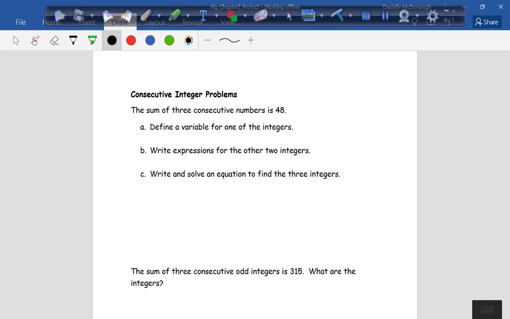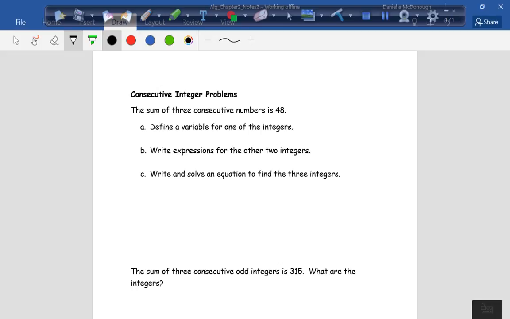Another example of this is consecutive integer problems. Consecutive integers are like 4, 5, 6, or -3, -2, -1. They're 3 numbers all in a row. And what this problem does actually is kind of walk you through the process. It says the sum of 3 consecutive numbers is 48.